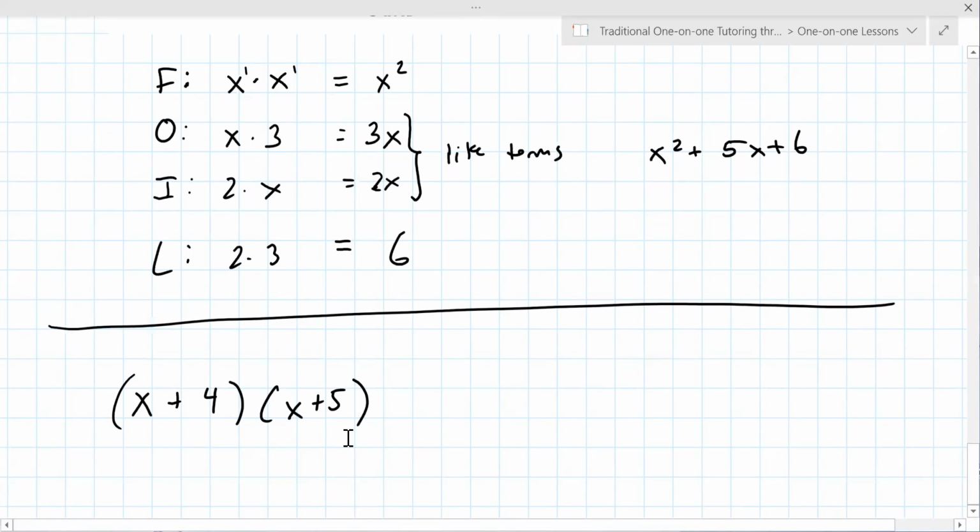All right, sounds good. Oh, there's like terms of this one. Yes, absolutely. This is a good use of our lesson time here. All right, x squared plus 9x plus 20.